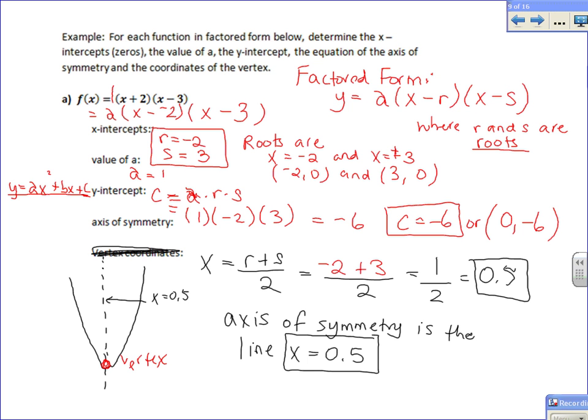So my vertex is going to have the coordinates, x will be 0.5, and we just want to find out what is y going to be. What is the y coordinate of my vertex? I know that my vertex lies on the axis of symmetry, so I know it has the coordinate 0.5 for x.